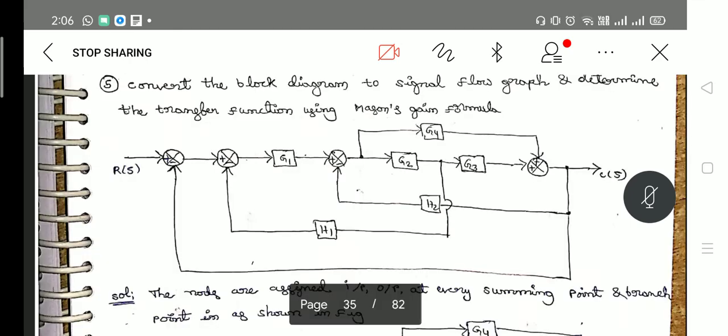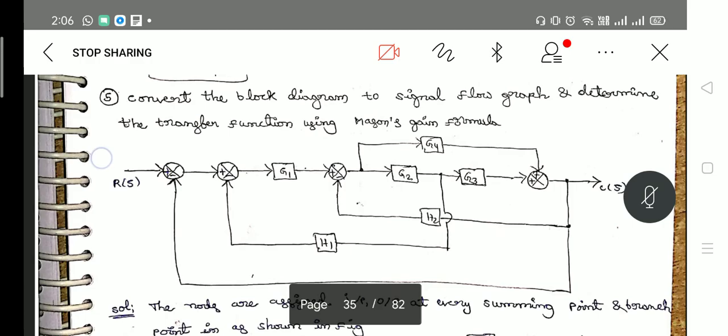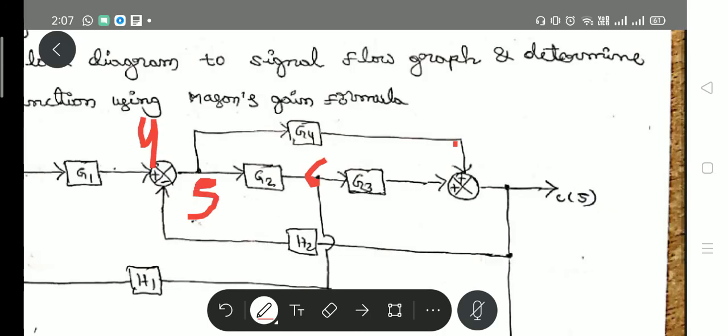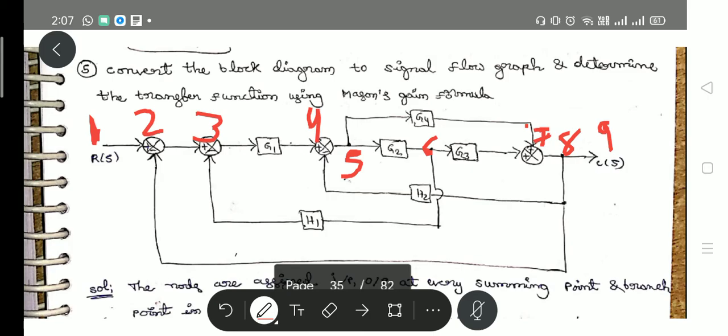First we identify all the nodes. I am taking R of S as the first node, this summing point as the second node, this summing point as the third node, this summing point as the fourth node, this branch point as the fifth node, and this branch point as another node. This summing point I am taking as the seventh node, this is the eighth node, and finally the output is the ninth node. Here 9 nodes are there in the block diagram.